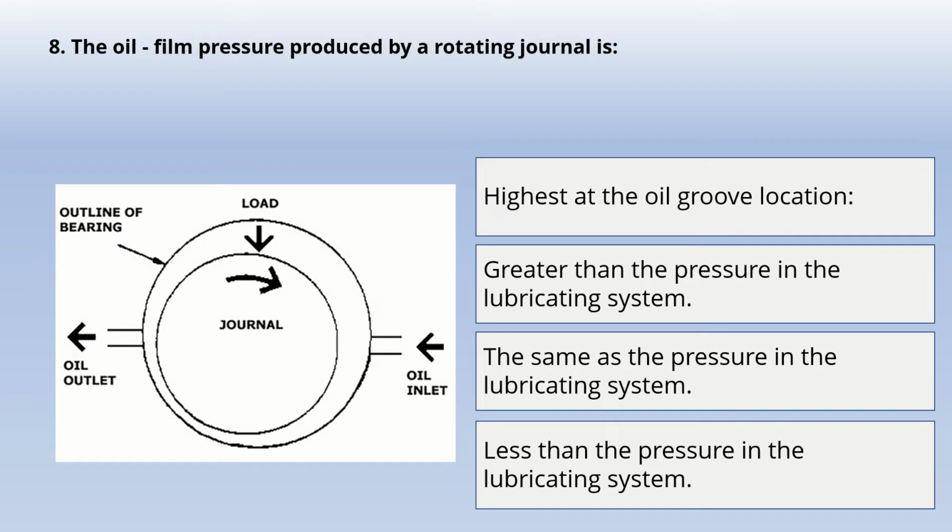Our next question is, the oil film pressure produced by a rotating journal is, and the options are highest at the oil groove location, greater than the pressure in the lubricating system, the same as the pressure in the lubricating system, less than the pressure in the lubricating system. And the correct option for this question is greater than the pressure in the lubricating system.